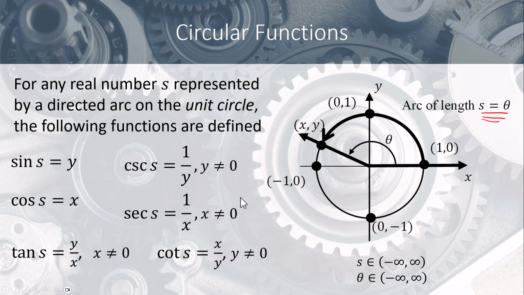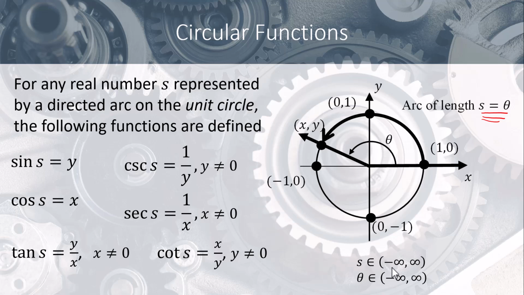We have the reciprocals, which can only be defined when x is not equal to 0 here, and y is not equal to 0 here. Tangent, which of course is sine over cosine, is y over x. And then of course cotangent of s is going to be its reciprocal. And remember, s or theta can basically take any value between negative infinity and infinity.